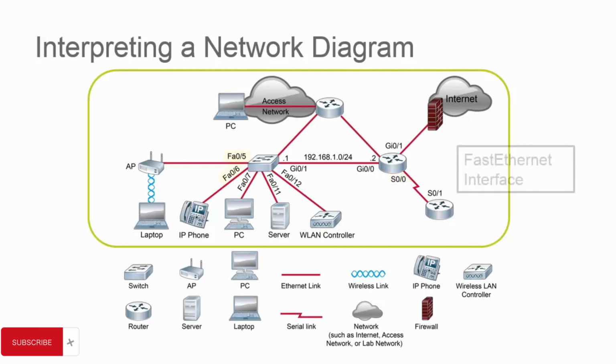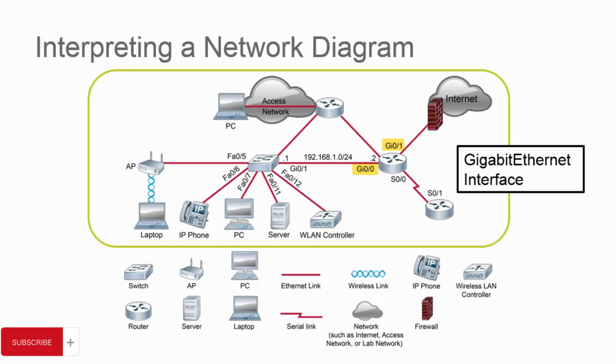You see FA0/5 or FA0/6 and so on, right? Those are formats used to identify fast Ethernet interfaces. You can also see GI0/0 and GI0/1. Can you guess what those are? Yes, they're identifications for gigabit Ethernet interfaces.